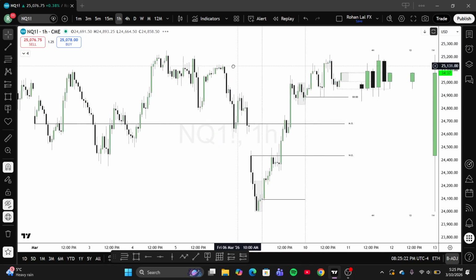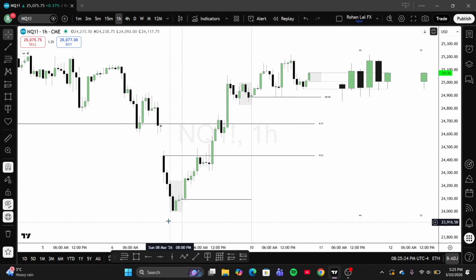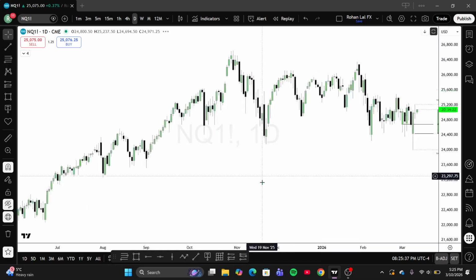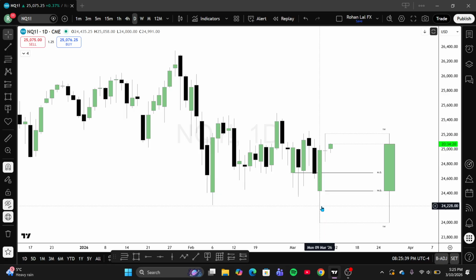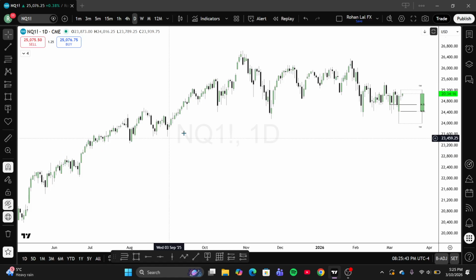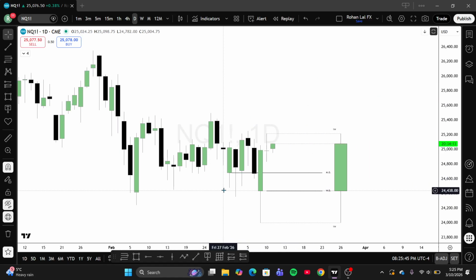So based on this H1 sequence, I'm suspecting that the low of the week was put in here on Monday. I'm expecting Monday to be a protected low. I do not want to see price trade below Monday's low. If we do trade below Monday's low, then we could see the market potentially come down and raid sell side here. Depends on what CPI is going to do.